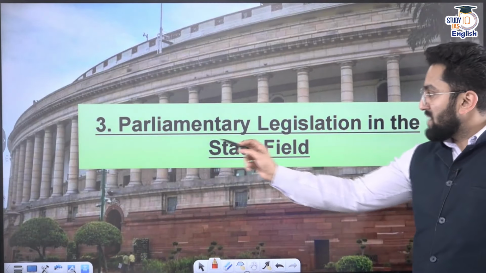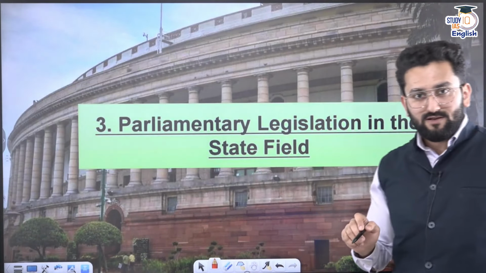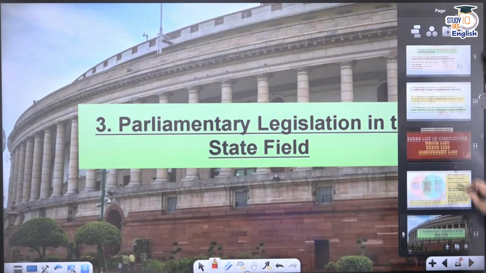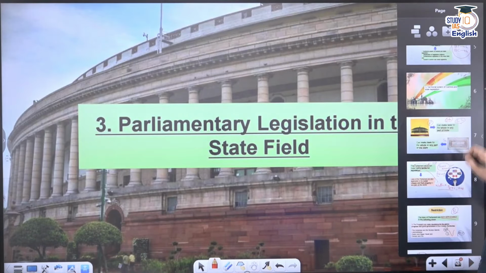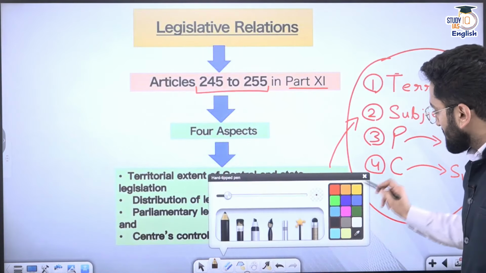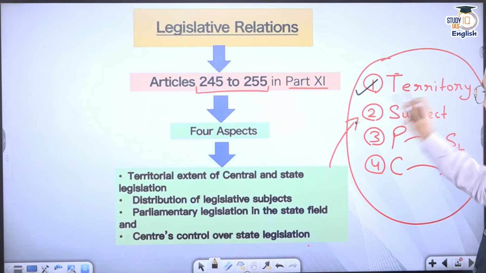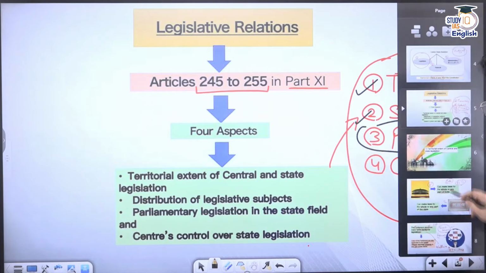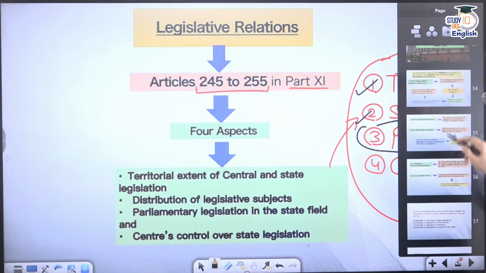Now, the third aspect is parliamentary legislation on the state field. Okay? What we are doing actually, we are going with the structure. I told you there are 4 aspects. Out of this, we are on the third. First, second, now we are on the third. Means Parliament having a say on the legislative power of the State legislature.